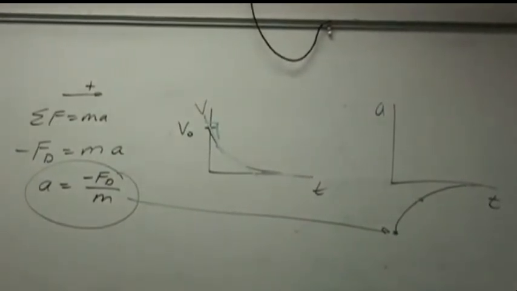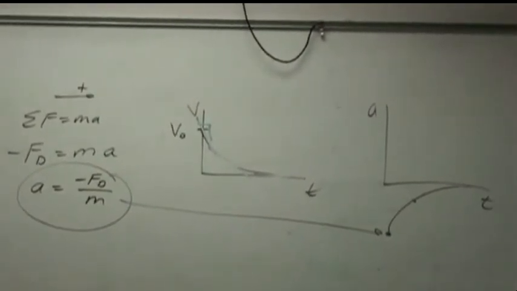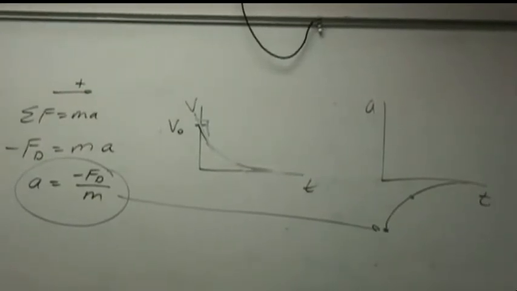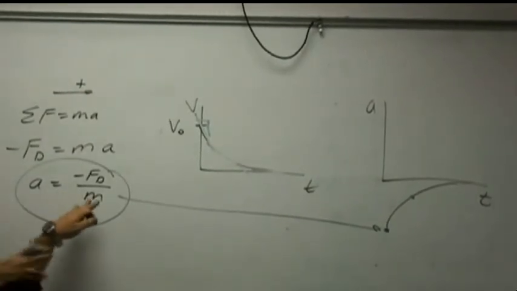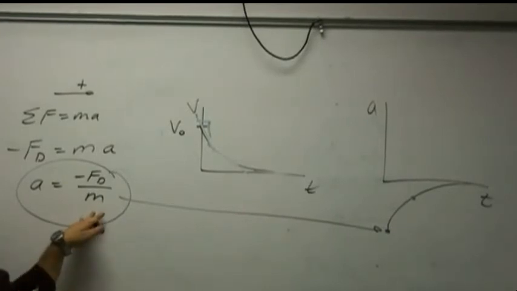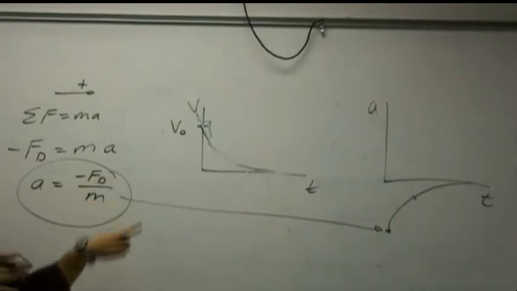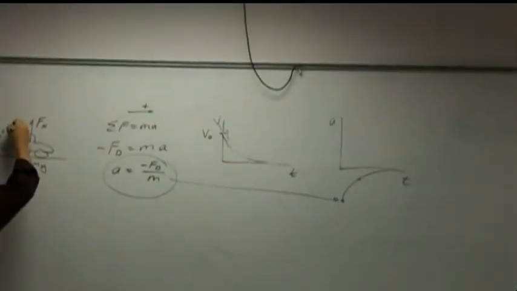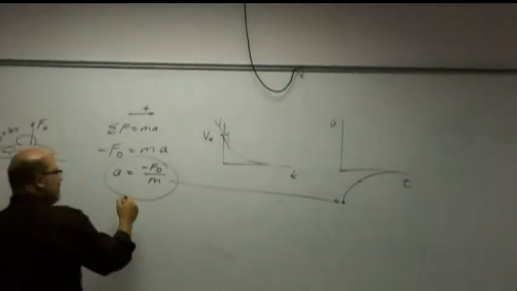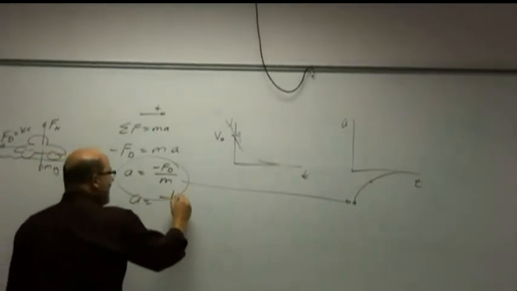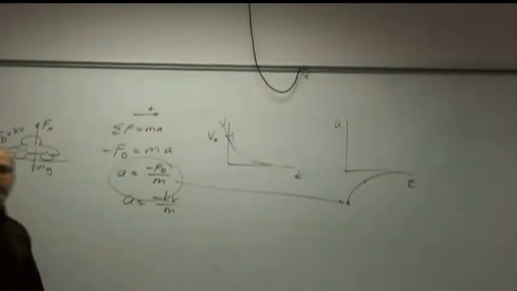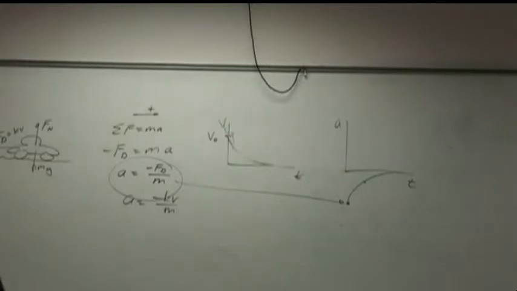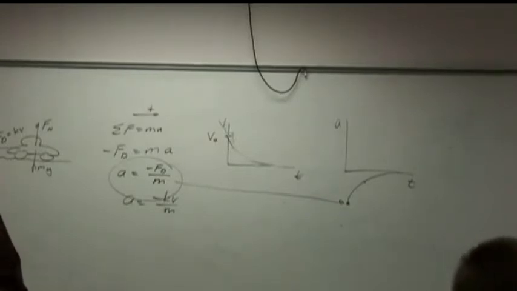Okay, gotcha. So unless numbers are given, it'll be a symbolic answer. Now, in your review packet, I believe they tell you in your problem that this friction is equal to kV. So for yours, it would be A equals negative kV over m. That's your initial starting value. But as your acceleration changes, so does your velocity.